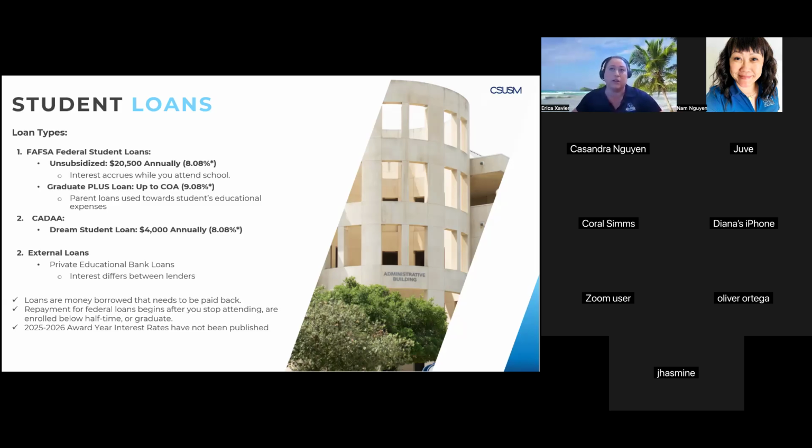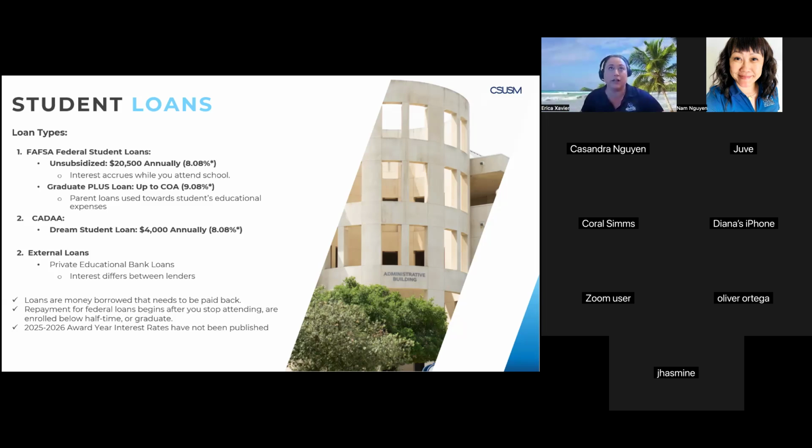External loans, which we refer to as private alternative student loans, would be through your private lender, so your bank or another private alternative student loan provider. You would apply directly with them, meeting their eligibility criteria. They would send us the certification information. We would certify that you're a student with us, and we would process that for you.